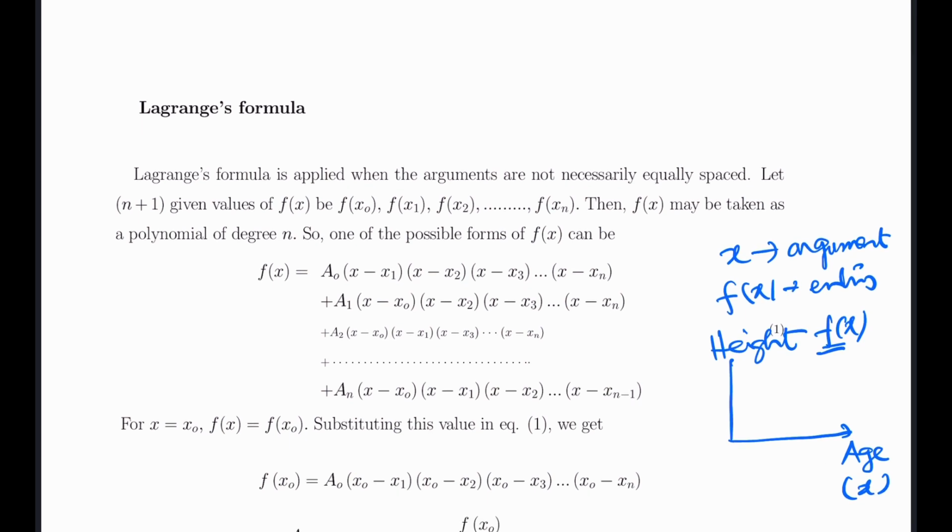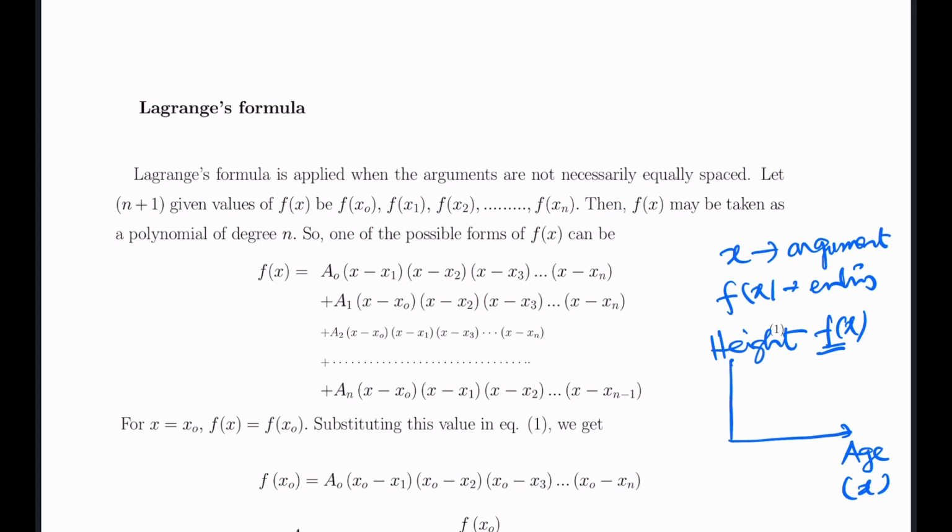Lagrange formula is applied when the arguments are not necessarily at equal interval. What is the argument? We have a variable x and the function of this variable is fx. Suppose I want to plot a graph between age and height of children. So we represent age by x. This is known as argument. Whereas the height, which is represented by fx, which is a function of x, which is a function of age, this is called entry. So suppose we have n plus 1 data points available.